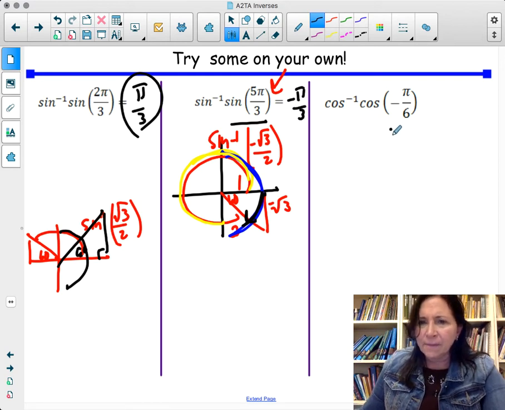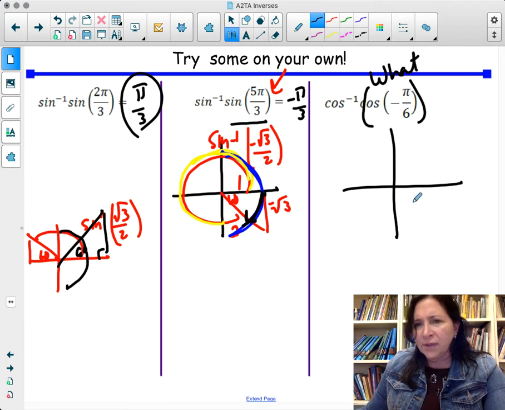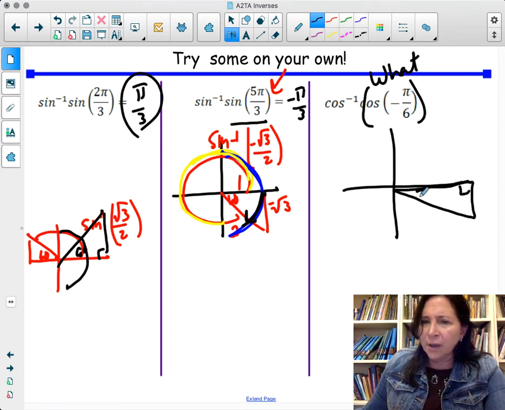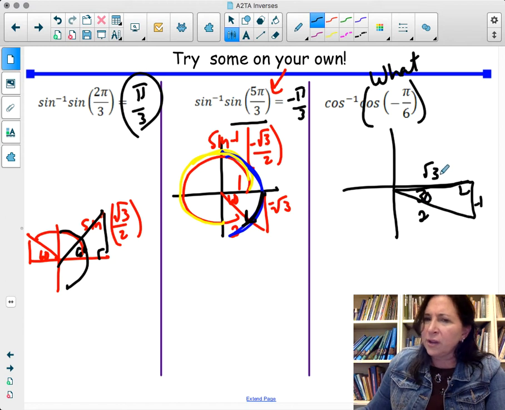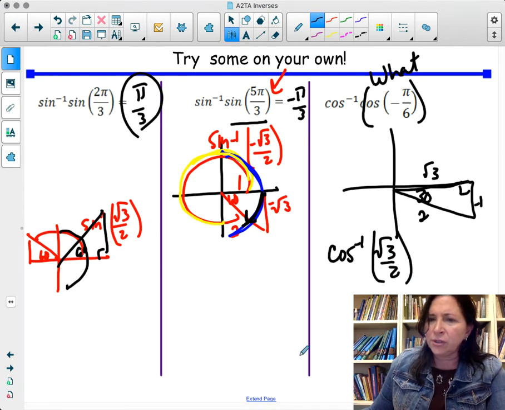This one says, what is cosine of negative pi over 6? So negative pi over 6, okay? 6 goes into 180 30 times. That's a negative 30 degrees. That's our 1, negative 1, 2, square root of 3. So what's cosine? Cosine is root 3 over 2. So what it's saying is, where is cosine root 3 over 2?